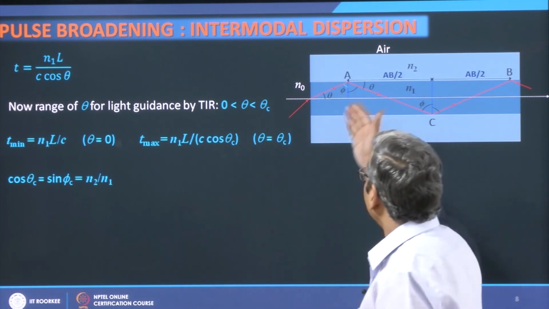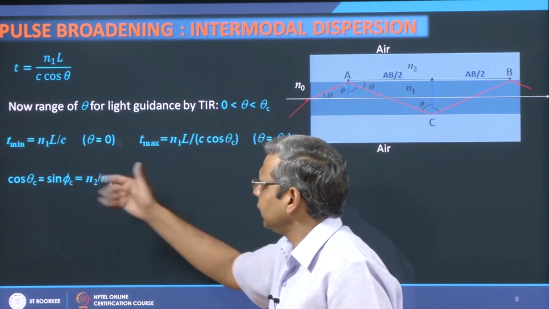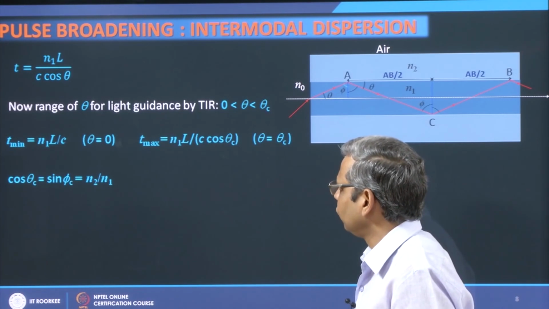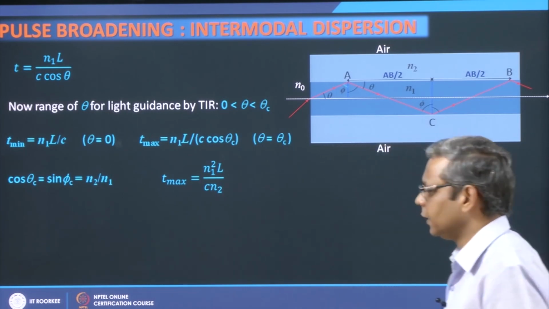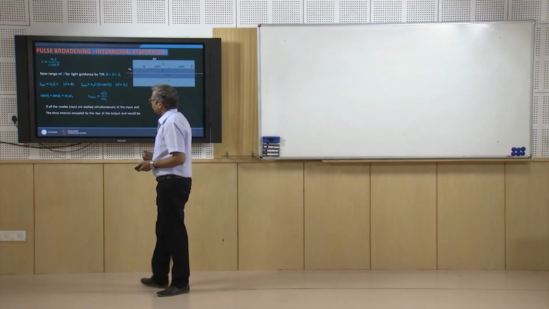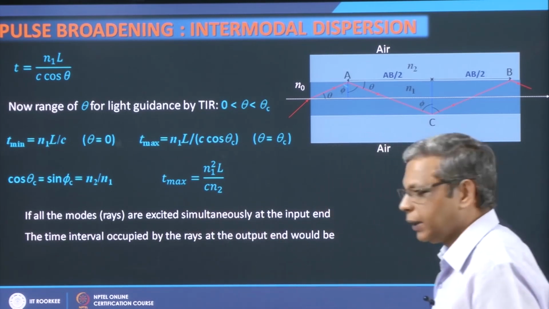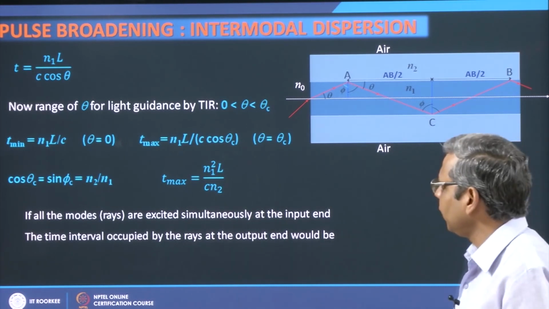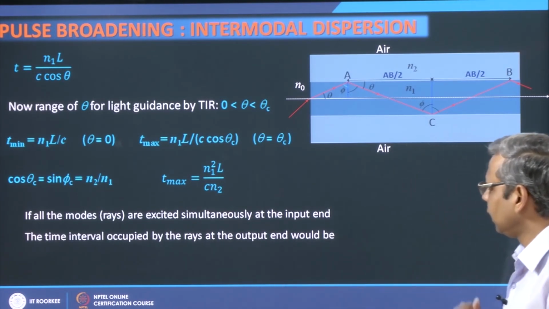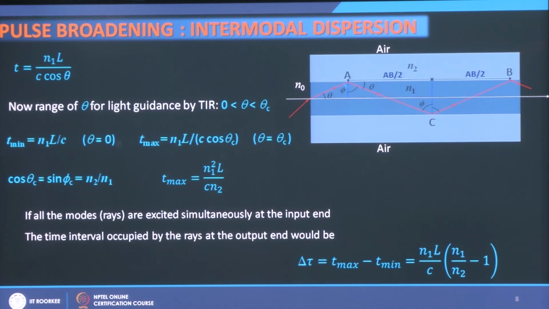From here I can immediately have cos theta c is equal to sin phi c, which is N2 over N1. So T max is N1 square L over C N2. Now if all the rays are excited simultaneously at the input end, then the time interval occupied by the rays at the output end would be T max minus T min, which I represent by delta tau, the broadening, and it would be simply N1 L by C times (N1 over N2 minus 1).